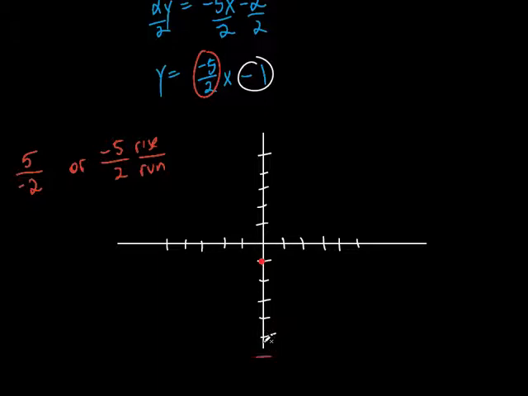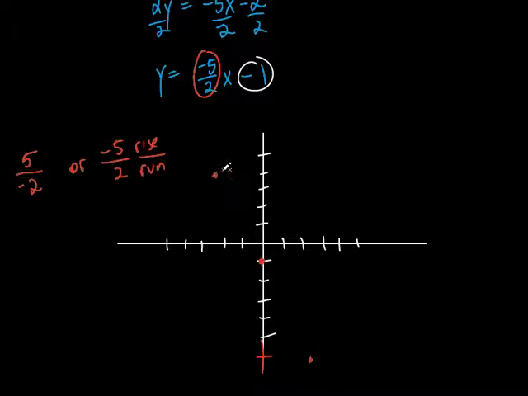So let's go down one more. So if I went down 5, 1, 2, 3, 4, 5, and I ran 2, 1, 2, right there, or I could have started here and risen 5. I could have risen, right? Or I could rise 5, 1, 2, 3, 4, 5, and run what? -2. So I have to go to the left 2.